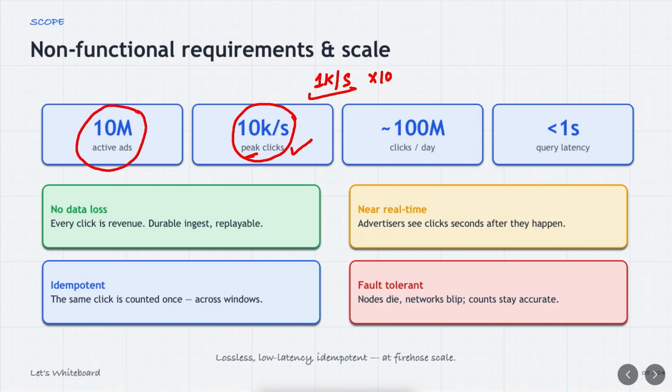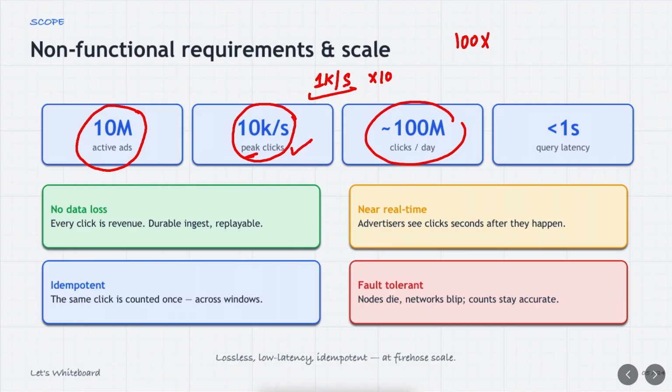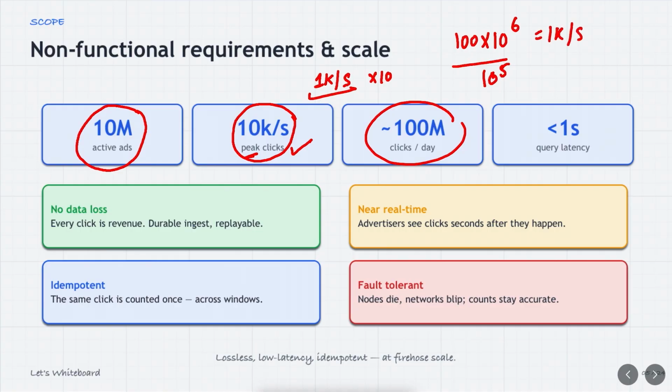And we can calculate it using this 100 million. If we have 100 million clicks in a day, which is about 100 into 10 to the power 6, each divided by 10 to the power 5 to convert to per second. So it comes out to be 100K per second, and that is what we discussed. So peak would be 10 times of this traffic that we get, right?